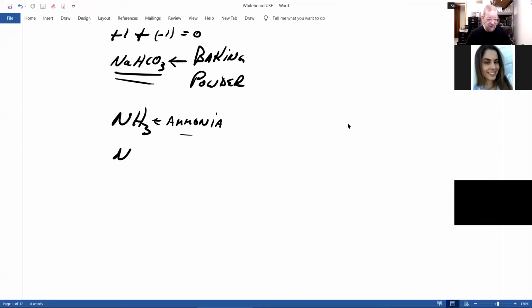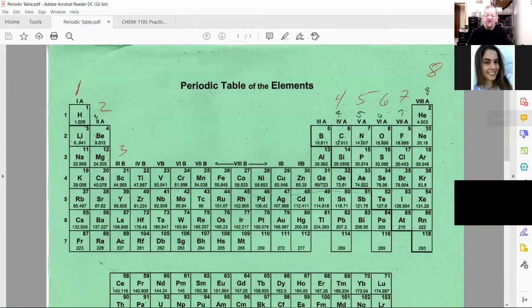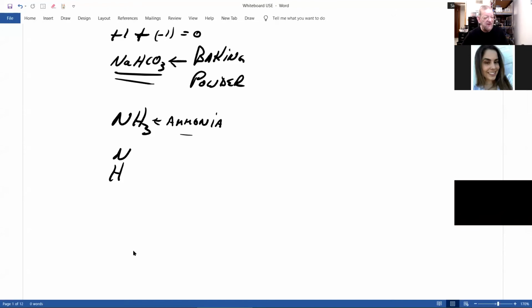The first thing you have to do is find out how many valence electrons nitrogen and hydrogen have. So I'll put up the periodic table. Time's up. Hydrogen, 1 valence electron. Remember the number above is the number of valence electrons. Nitrogen, N, Roman numeral V, which is 5, has 5 valence electrons. Now I will tell you, nitrogen is surrounded by the 3 hydrogens.